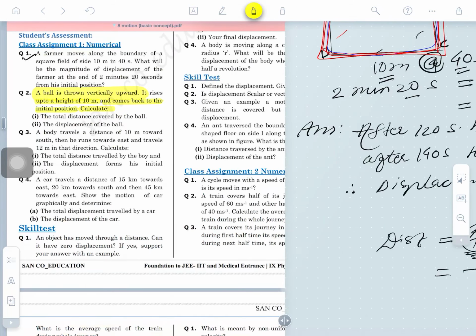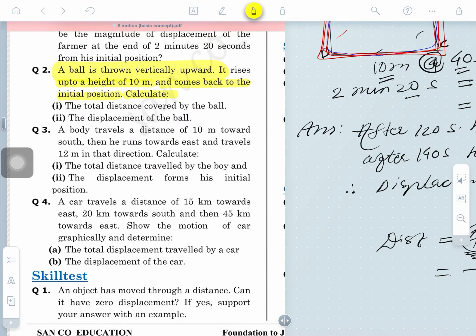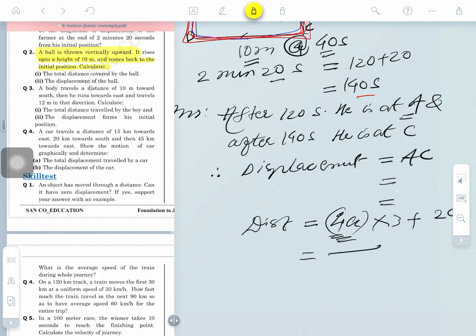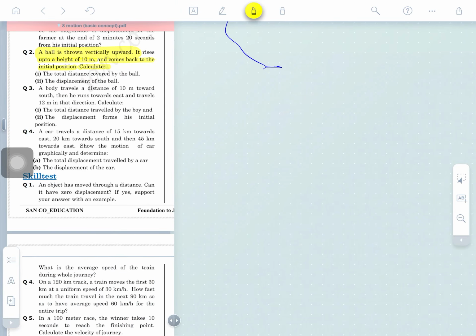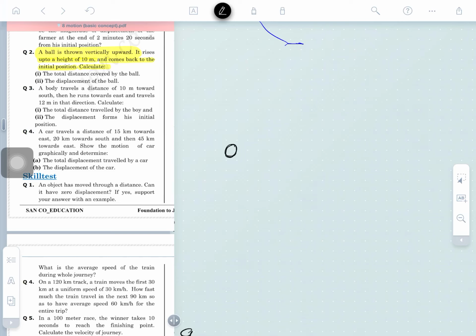A ball is thrown vertically. See the picture, what exactly is happening here? Suppose it is a ball here, and this ball is thrown vertically upward. This is the ground, suppose. So, obviously, when the ball is thrown, what happens practically? It will go up to some height and then start coming back down.